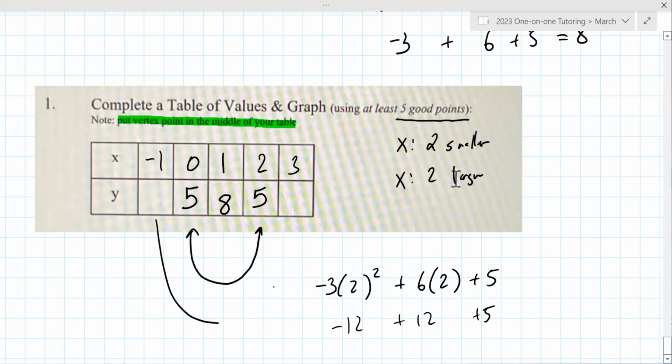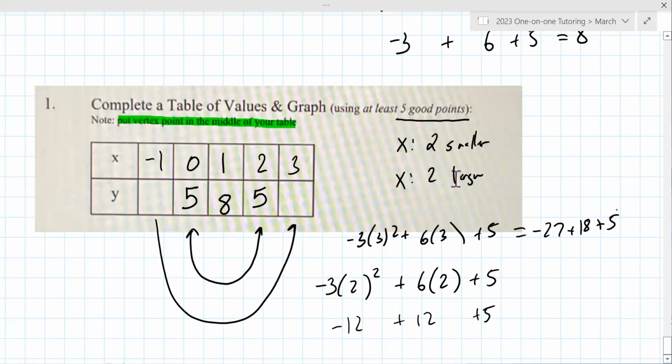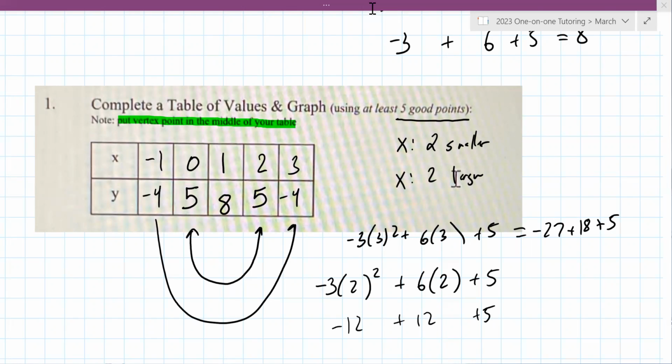And then let me just really quickly do the last one here so you've got it. Minus 3 times 3 squared plus 6 times 3 plus 5. You end up getting 9 times minus 3, minus 27 plus 18 plus 5 ends up being minus 4 here. And that should be enough to be able to answer some of the rest of this here. So unfortunately we do have to stop here for today.